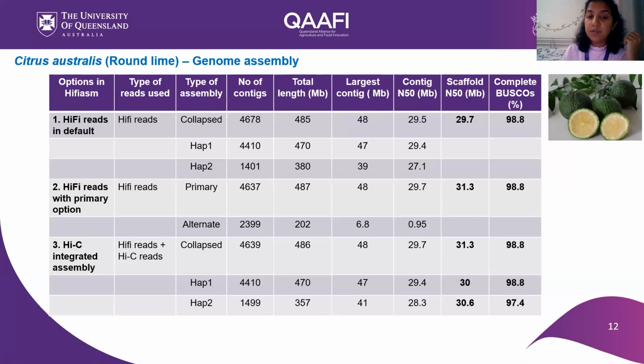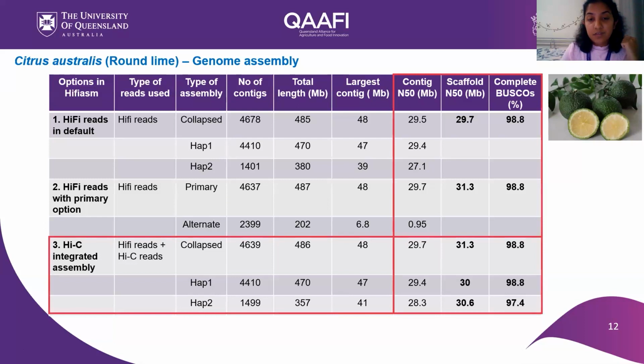One is the collapsed assembly. The collapsed assembly is a complete assembly, and it's kind of like a random mixture of alleles coming from the 2 parents. So the parental alleles switch in the contigs in the collapsed assembly. The 2 haplotypes are 2 sets of complete assemblies, each representing alleles from only one parent. With this mode, we observe that it generates assemblies with slightly improved N50s for our Citrus australis genome. Here the N50 is the length of the shortest contig at 50% of the genome.